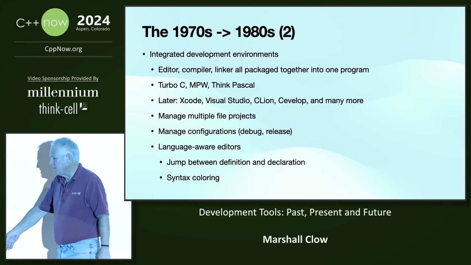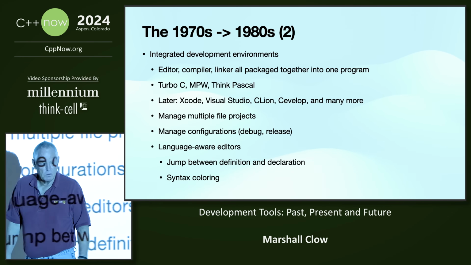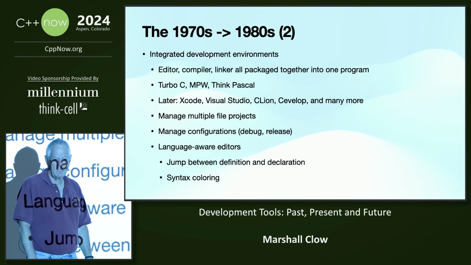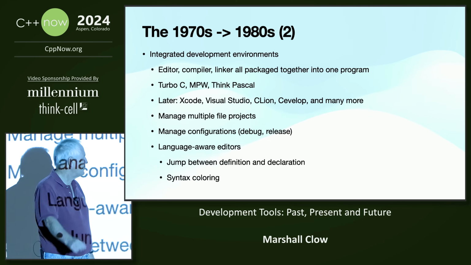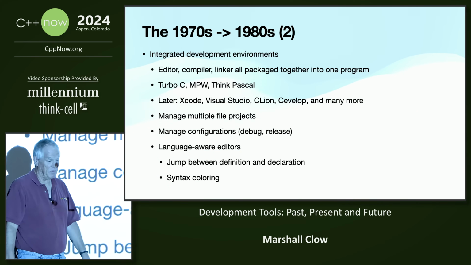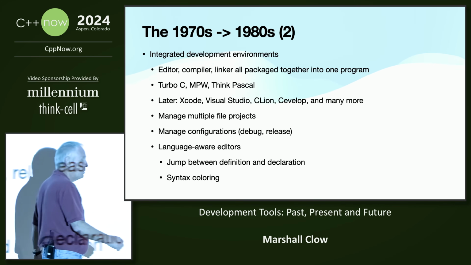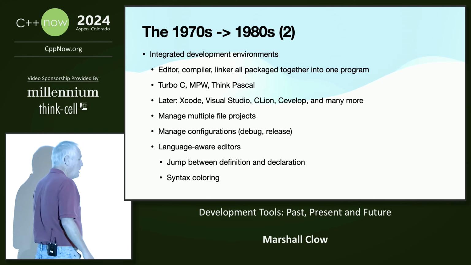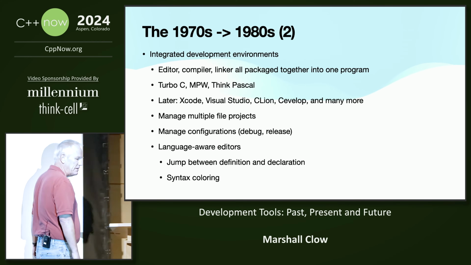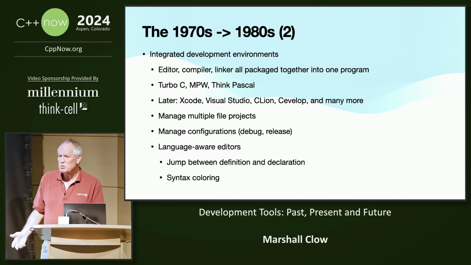jumping between definition and declaration. Multiple windows, yay, the whole windows, icons, mouse, pointer paradigm has been a big boon for software developers and everybody else. Syntax coloring and jumping between two, and being able to compare two files either automatically or on the screen at the same time, all of that. And so this was the 1980s.